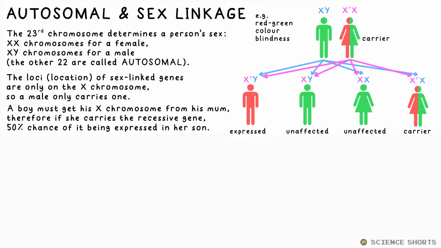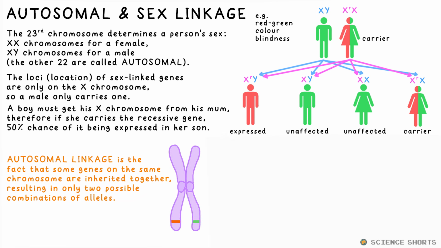A boy's X chromosome must come from his mum, as he must get his Y chromosome from his dad, meaning if the gene is to be expressed, the allele must come from his mum. An example is red-green color blindness. If the boy's mum carries the allele for the condition, there's a 50% chance it will be expressed. A girl gets an X chromosome from each of her parents, so there's a 50% chance she will carry the gene, but it will never be expressed.